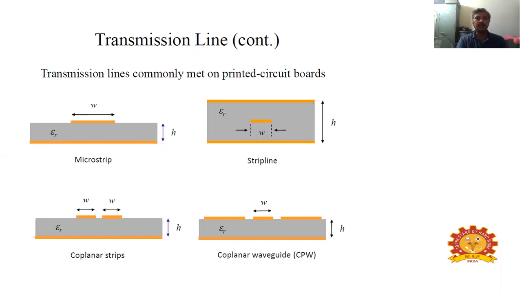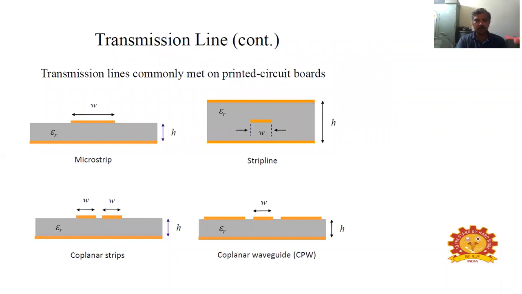The image for the coplanar strips has also been shown there. As the name suggests, coplanar strips have two strips of equal width W, and they have a height h. The image is clearly indicative of the coplanar strips.